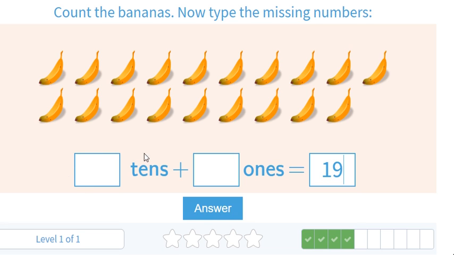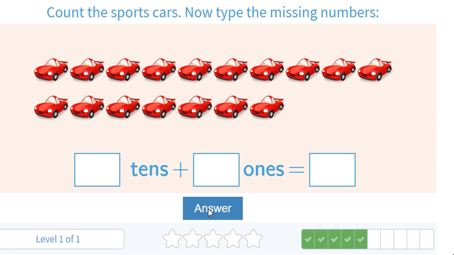So let's put our group of 10 in here. We know we have one group of 10, and we come back and look at this one. We know that 19 has 9 1s because this is the 1s place in the number. So let's put a 9 here, and we can check our work. Make sure that if we put these numbers together, it would look like the number 19. 1, 9, yep, and 1, 9. One group of 10 and 9 1s is the number 19. So let's check our answer. Super!